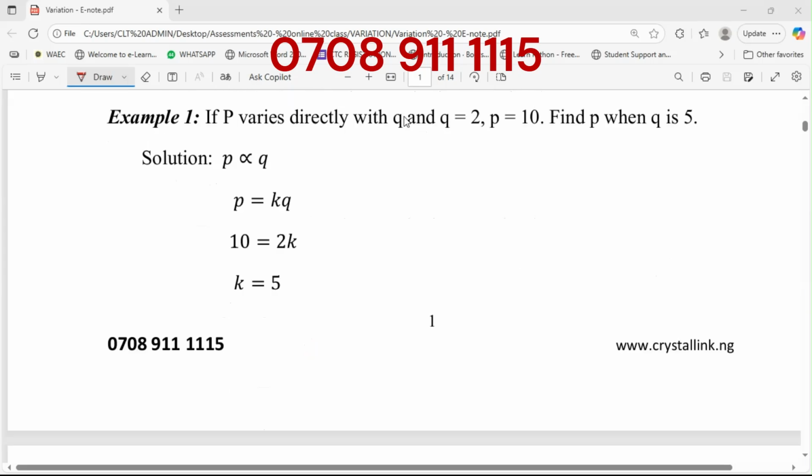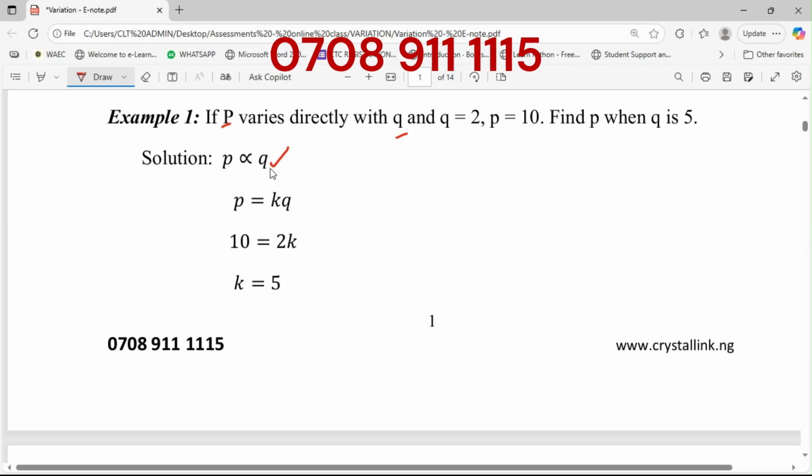So once again, when you come across a question on variation, the first thing to do is to establish the relationship. Usually the first sentence or part of the question will tell the relationship that exists between the quantities. In this case, the two quantities under consideration are P and Q. It says P varies directly with Q. What this means is that whenever there's an increase in P, there will be a corresponding increase in Q. And this is the mathematical statement: P varies directly as Q, or P is directly proportional to Q.